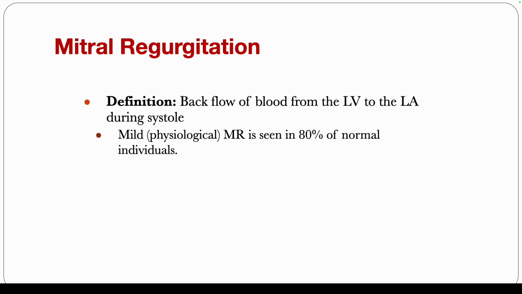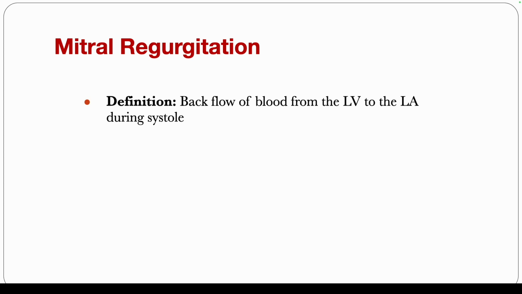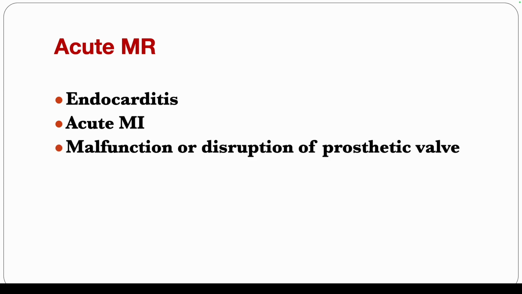Mild MR is seen in 80% of normal individuals. So when you do an echo of 100 people, you find some regurgitation in normal people as well. Now it can be an acute MR. Acute MR develops in the settings of endocarditis and acute myocardial infarction. These are two important things. Acute mitral regurgitation can also develop in patients who have prosthetic valve dysfunction or trauma to the chest. That sometimes can result in AR or MR.